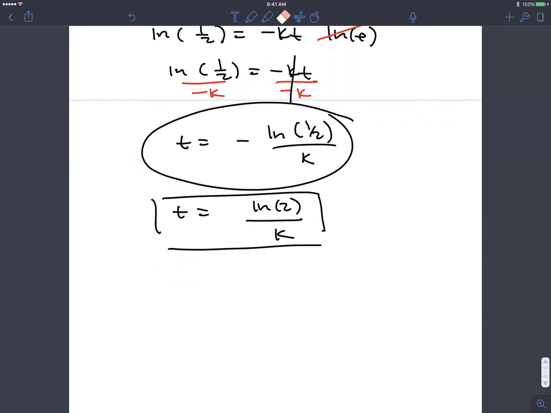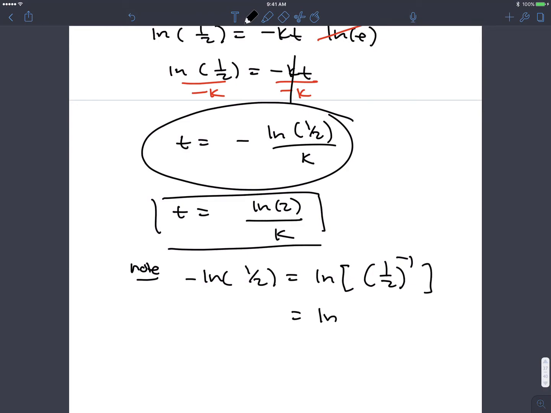Okay, we'll write it all down. Let's note: minus natural log of 1/2 is the natural log of 1/2 to the -1 power, natural log of 2. That's where it came from. This is our half-life formula.